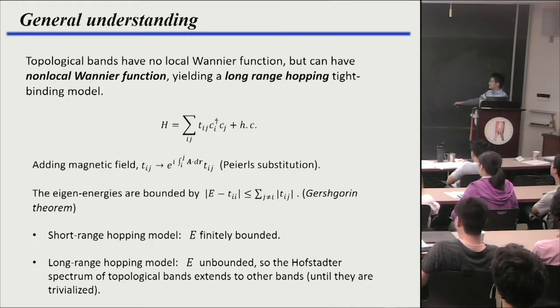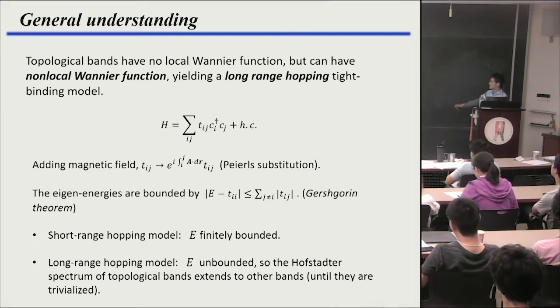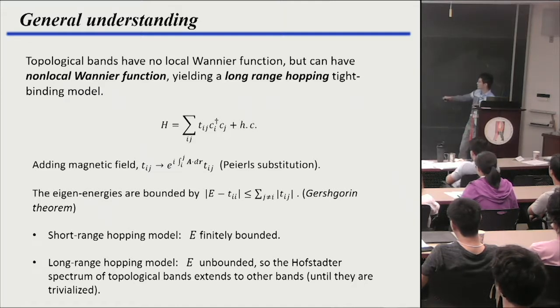So if you have a short-range hopping model, no matter how the phases of this T change, you always have a finite bound. That's when you have a trivial band. If you have a trivial band, you have a finite number of short-range hoppings, so you have a finite bound for your energies. So even if you turn on a magnetic field, you would see the Hofstadter butterfly be bounded by some energies.